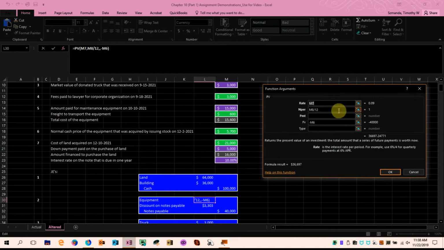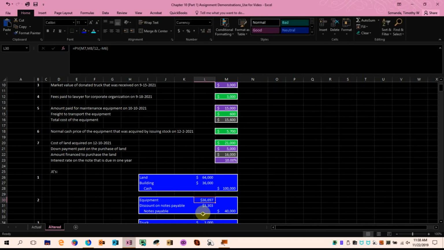So in this case, the rate is 9%. Number of periods is 1 year. And then we have the future value, the payment of $40,000. So we have to pay on the future date of $40,000. So what is that $40,000 worth today, discounted at 9%? It's worth $36,697.